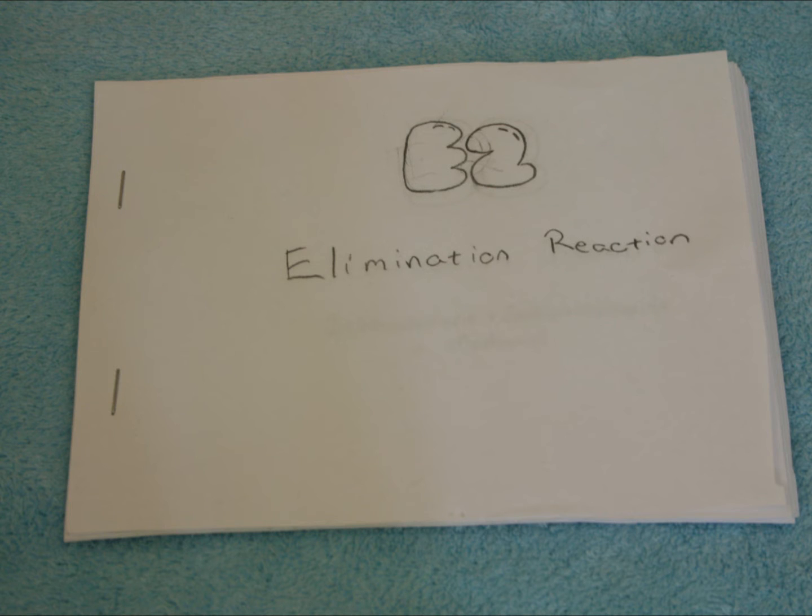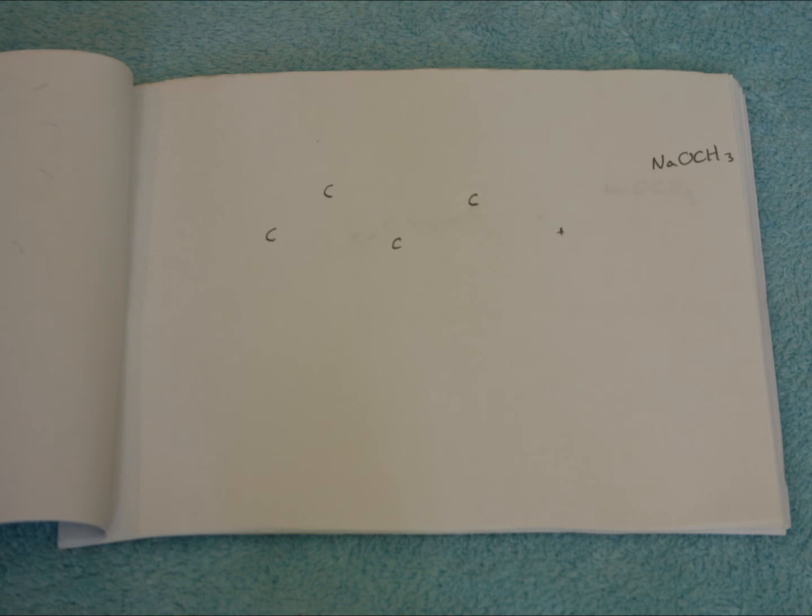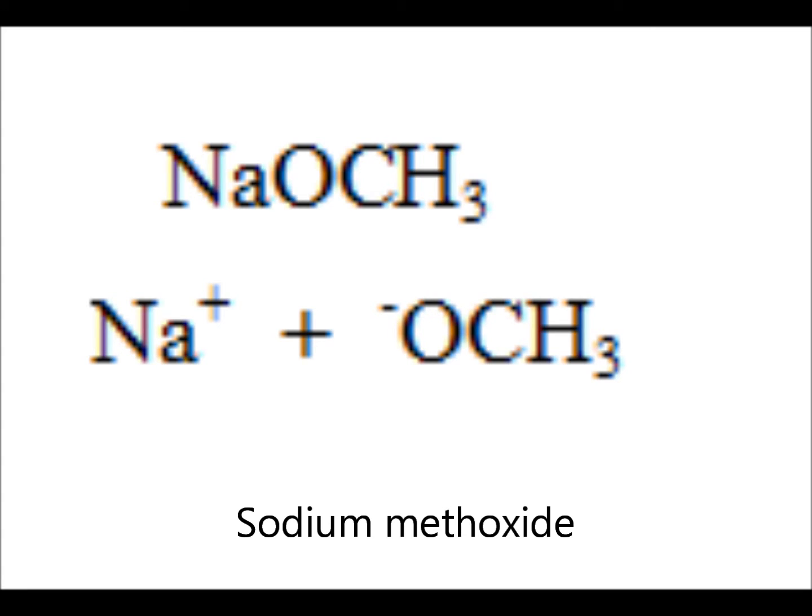Looking at a bimolecular elimination reaction, commonly called an E2 reaction. This reaction is between 2-chlorobutane and sodium methoxide in methanol, and sodium methoxide will break apart into a positive Na ion and a negative methoxy ion. By the Lewis definition, methoxy ion is a strong base because it wants to give away its electrons to a positive source.